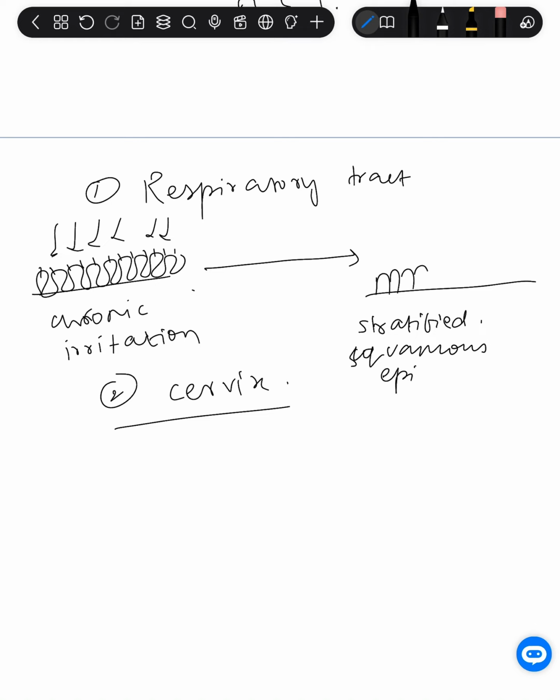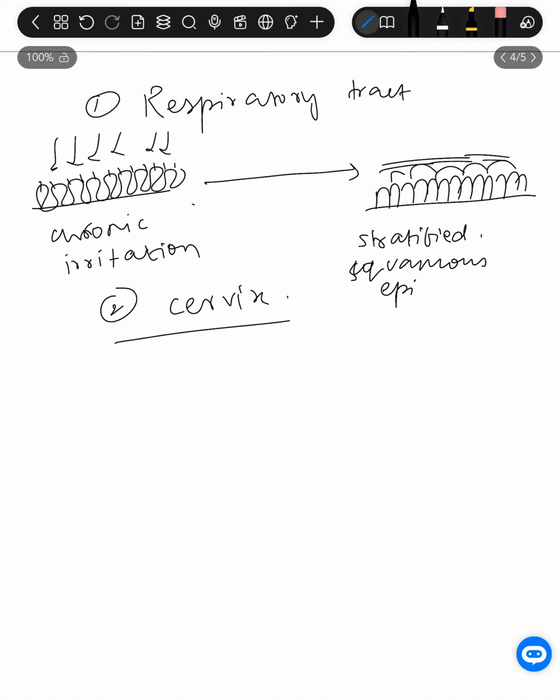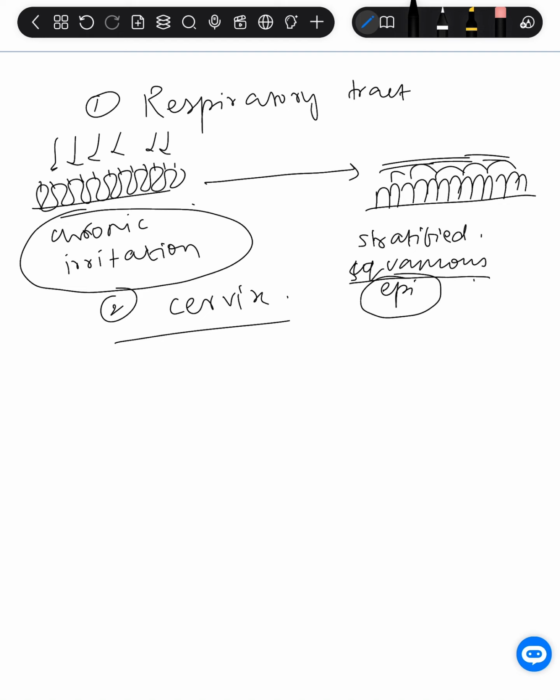I'll not be drawing this fast, but you imagine that some stratification is happening. So this is the stratified squamous epithelium. This change is happening in the respiratory tract. This pseudostratified columnar epithelium is forming squamous epithelium, so we call this squamous metaplasia.